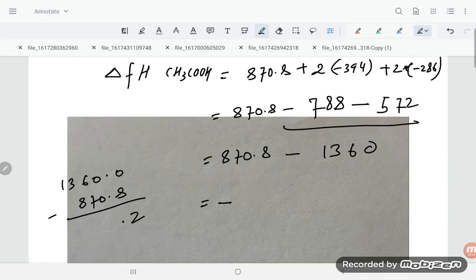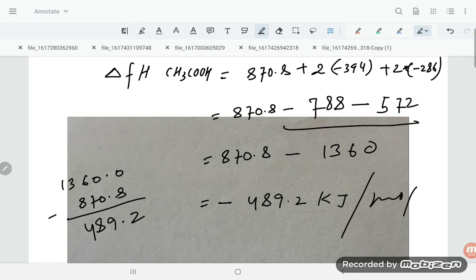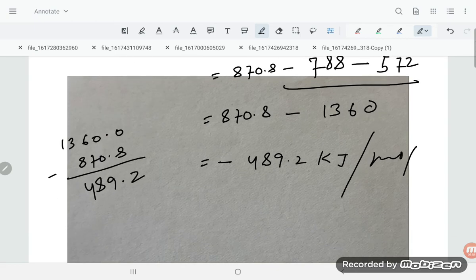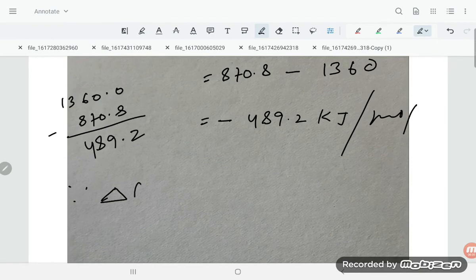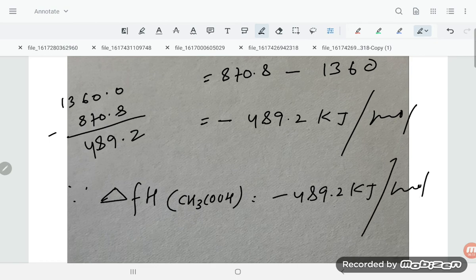Doing the subtraction step by step, it is coming to minus 489.2 kilojoule per mole. This is our required answer. So hence we can write that the enthalpy of formation of acetic acid, delta fH of CH3COOH, is minus 489.2 kilojoule per mole. This is our required answer.